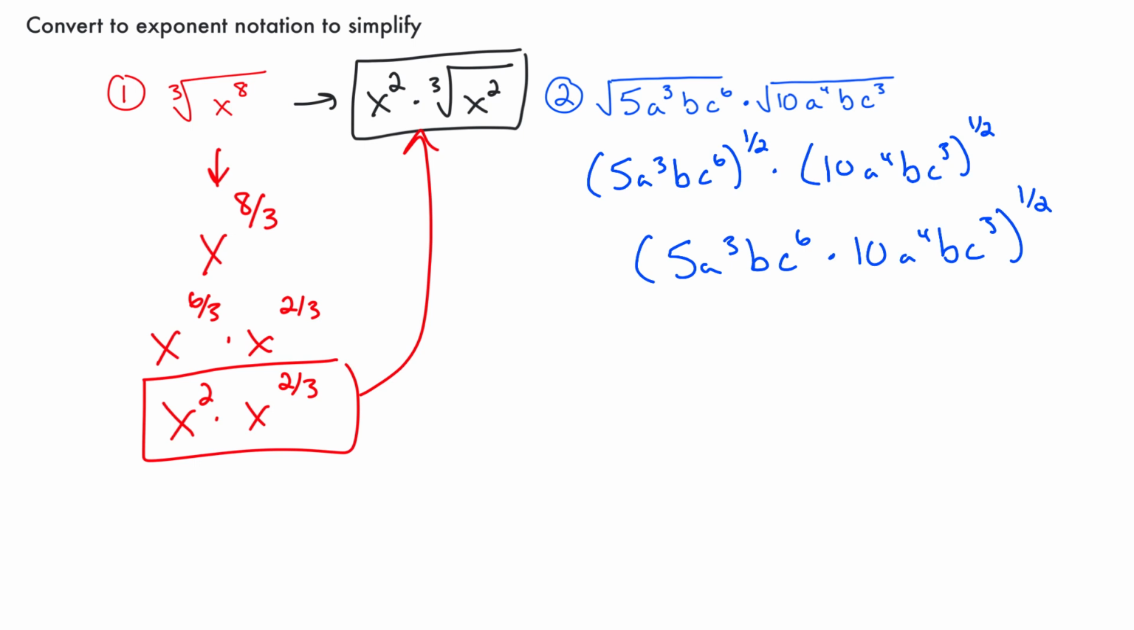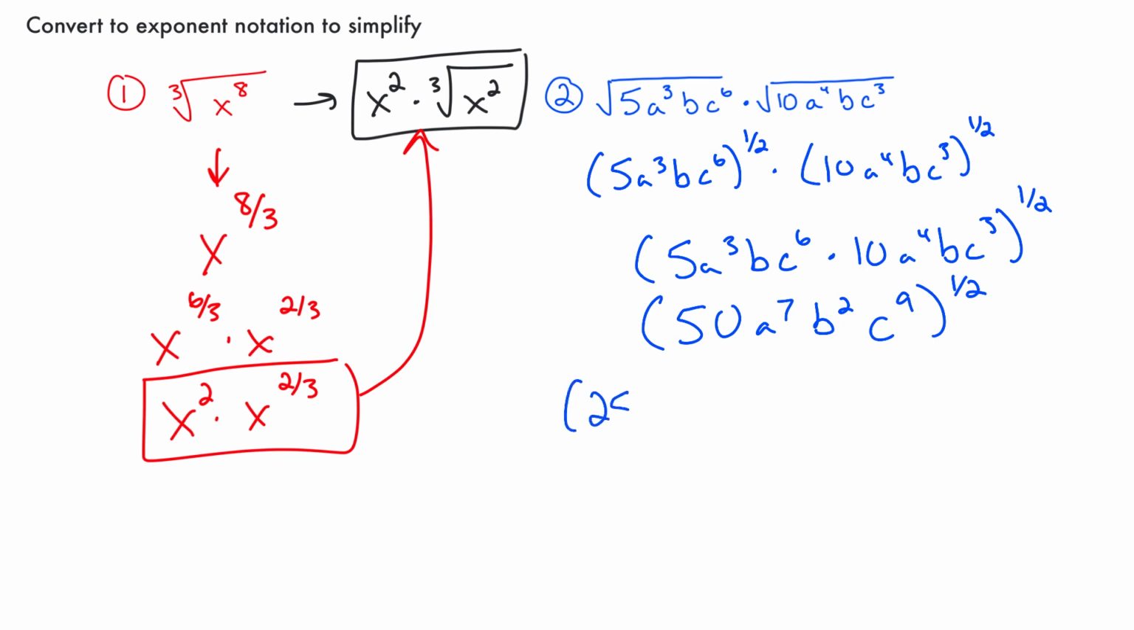But now that the powers are the same, I can combine like terms. 5 times 10, that's 50. A to the 3rd times a to the 4th, that's a to the 7th. B times b, that's b squared. C to the 6th times c to the 3rd, that's c to the 9th. That's still all being brought to the 1/2. I can then distribute that 1/2 all the way through if I wanted. But before I do that, I'm going to split it up a little bit.